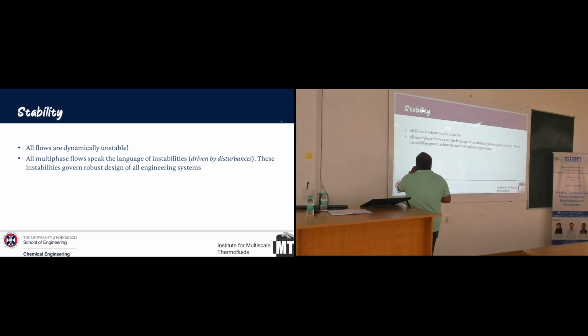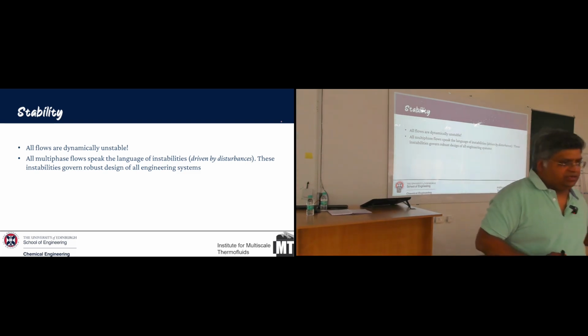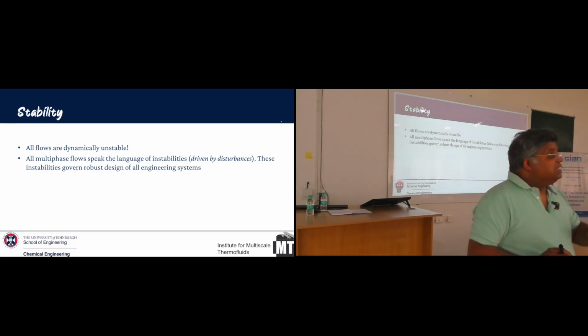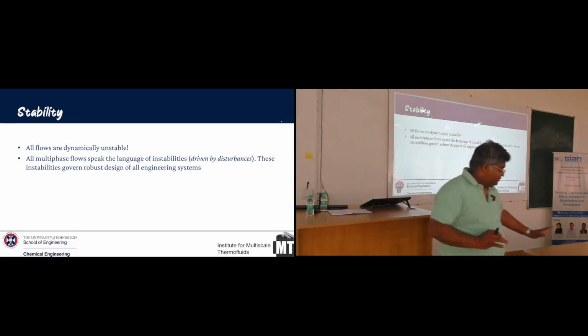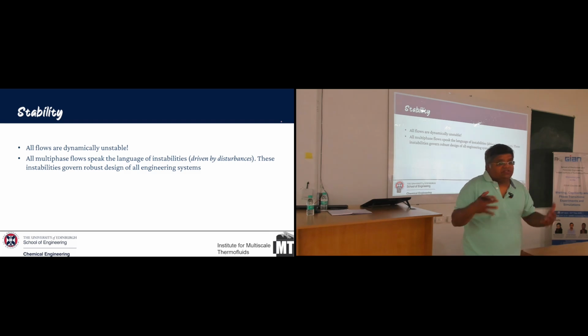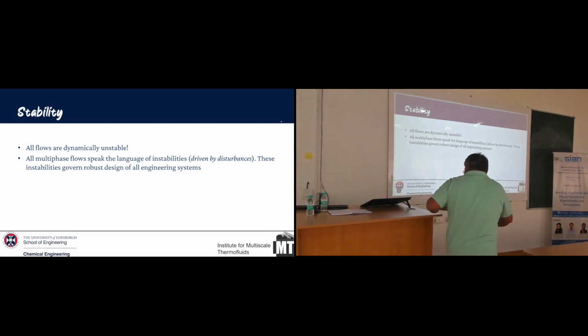Now, all flows are unstable, and the reason they are unstable is because there are some inherent instabilities. Typically, the most important instability that happens even without our notice is the surface roughness. The surface roughness causes something called the Tollmien-Schlichting instability. I'm going to show you.